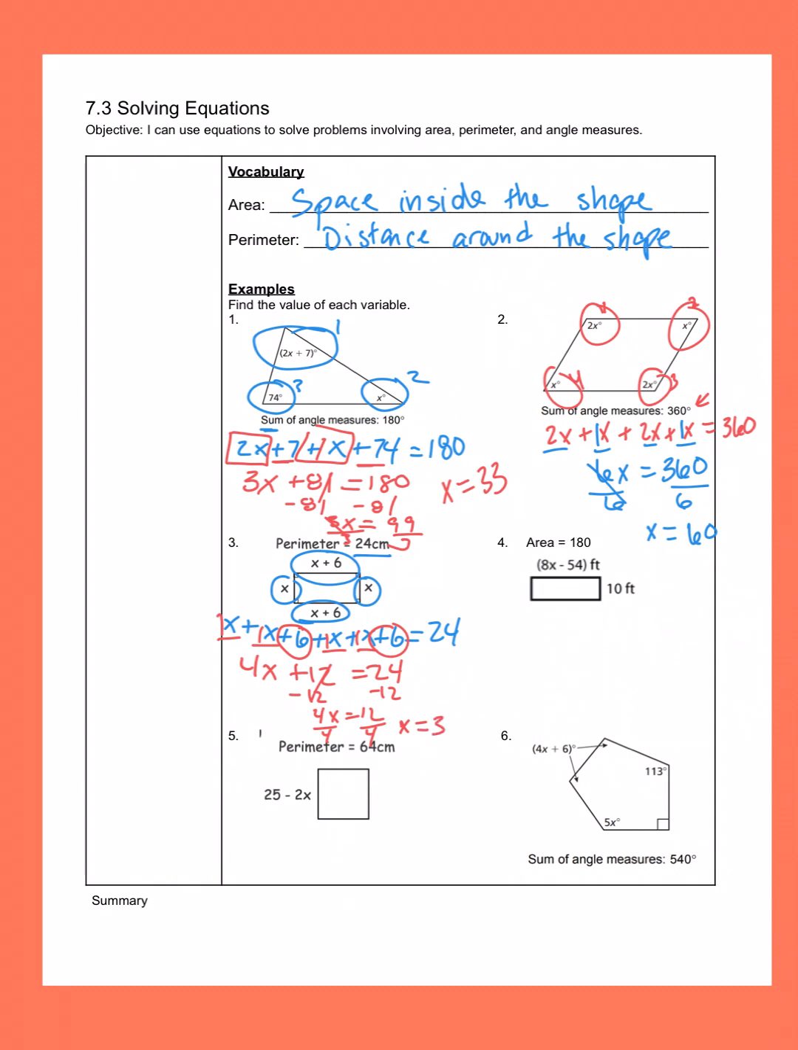On number 4, we're going to do the area. An area is the space inside. And since there are different area formulas depending on the shape, since we are looking at a rectangle, you can write that off to the side.